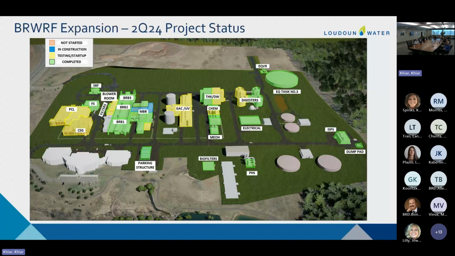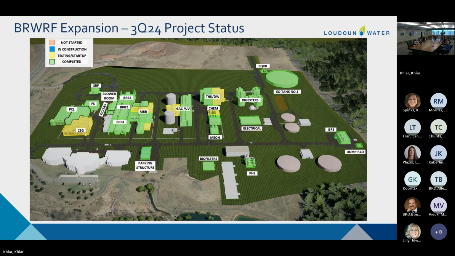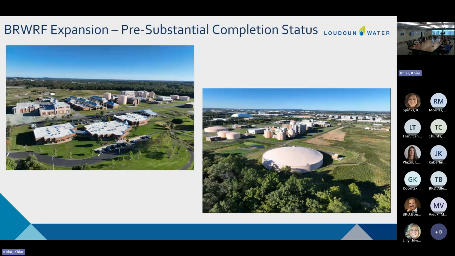Just jumping back one quarter to the second quarter, we had several areas in commissioning and one area still in construction through the end of the second quarter. And then through the end of the third quarter, we've just got a handful of areas left in commissioning that we're trying to wrap up at this point. And just a couple of photos here of the pre-substantial completion status of the project. The site is largely restored and looking very, very similar to what it did pre-construction.